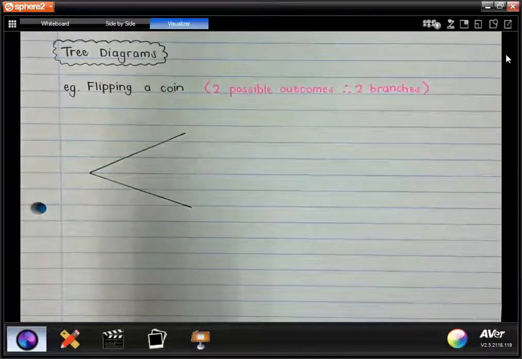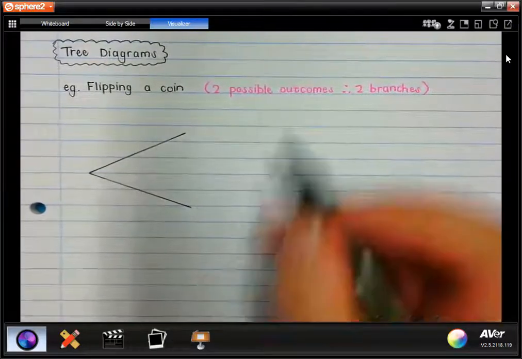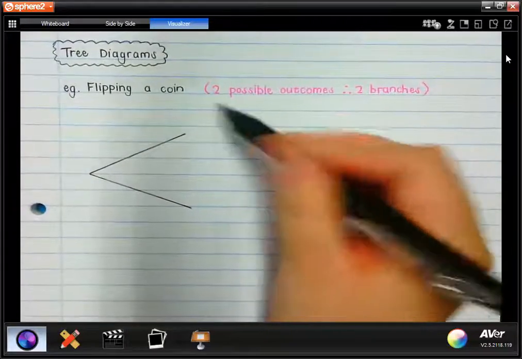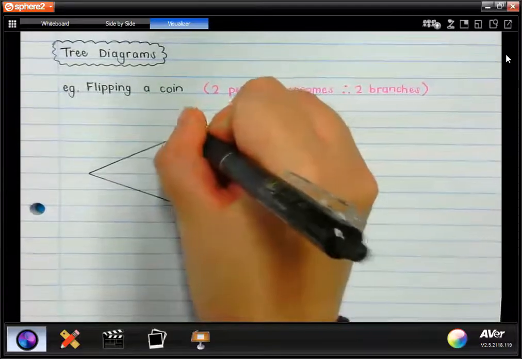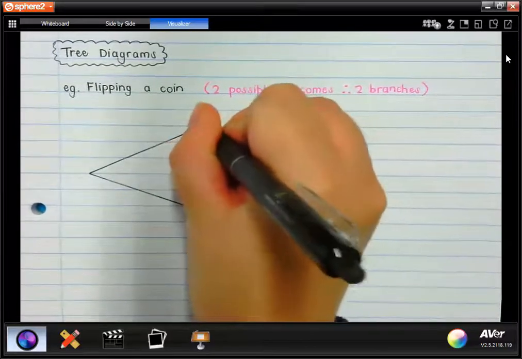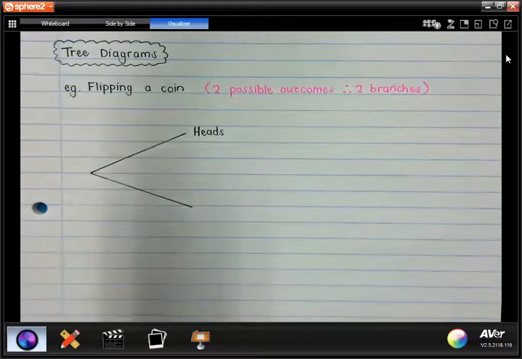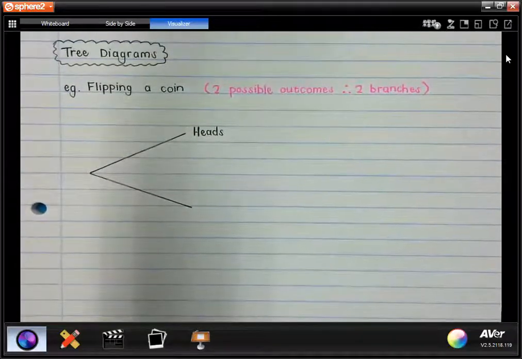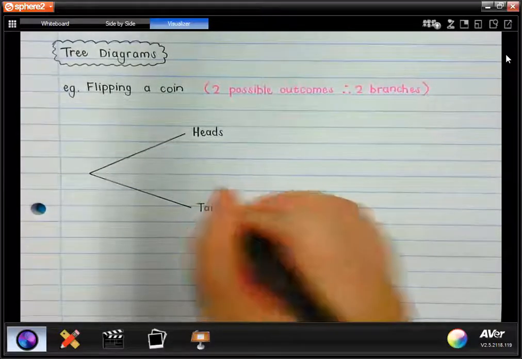Okay, now obviously we can't just leave it as two lines. What are the possible outcomes when we're flipping a coin? Heads or tails, all right? So on the ends of these branches, you need to write those actual outcomes. Normally for heads, it's fine if we just put an H, but let's write heads fully, just because it's the first example. And then for tails, that would be the other outcome.